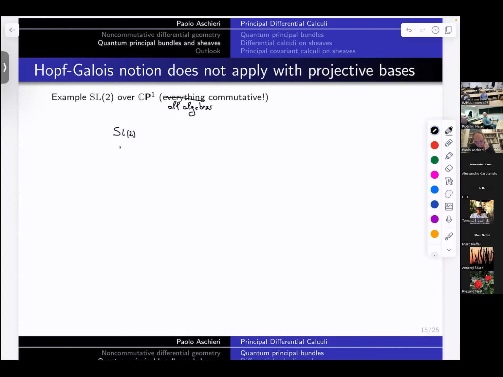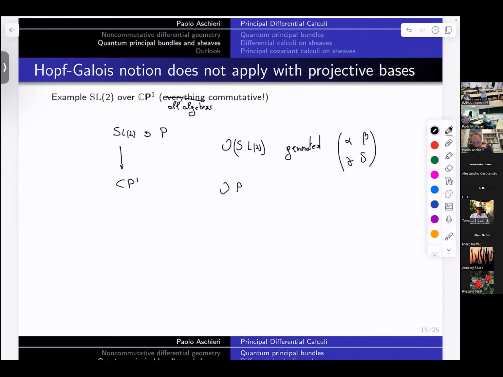Okay, so let's take now SL2C with the action of the upper triangular matrices, the parabolic subgroup of SL2C. Well, then this is the complex projective line. Now, this is definitely a principal bundle. But if we want to describe it in terms of Galois extension, we encounter some difficulties. So first of all, let's consider the algebra of functions on SL2, and this is generated by the entries of the fundamental representation, modulo the determinant relation and the fact that this is a commutative algebra.